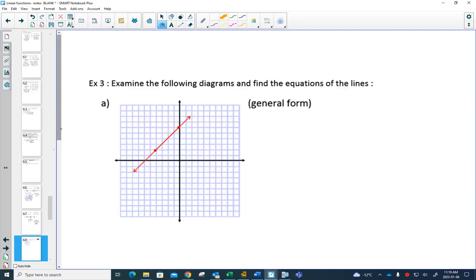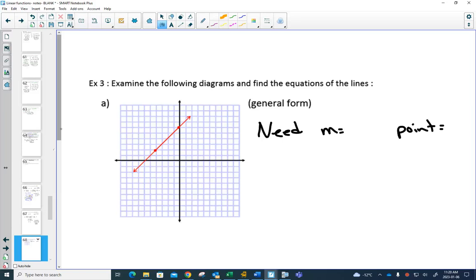Okay. So now we have a graph. What do we need to write an equation of a line? We need the slope, and we need the point. Technically, we have to do work for both of these. Okay?